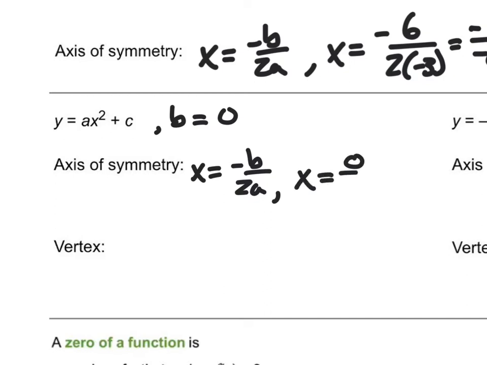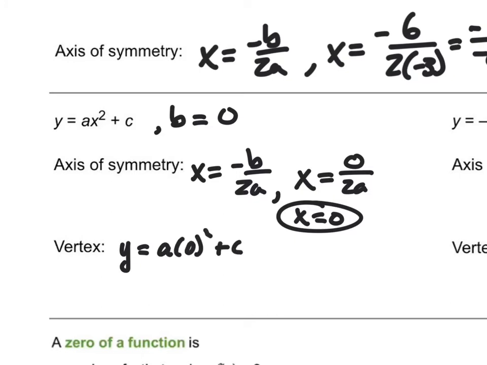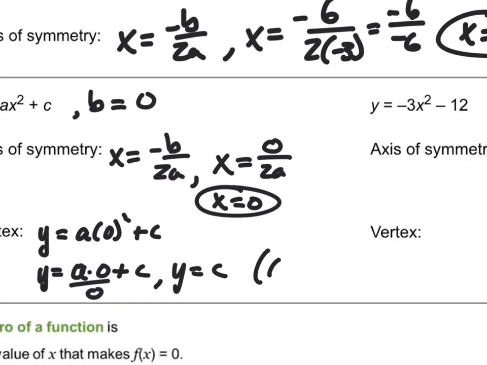So we get x is equal to 0 over 2a. And so our axis of symmetry is just going to be 0. Okay? So x equals 0. Now if we want our vertex and we plug in 0 for x, we get a times 0 squared plus c. So y is equal to a times 0 plus c. Well, some number times 0 is just going to give me 0. So we get a y value of c. So our vertex is the point (0, c). Okay? Kind of tricky, but that's the idea.